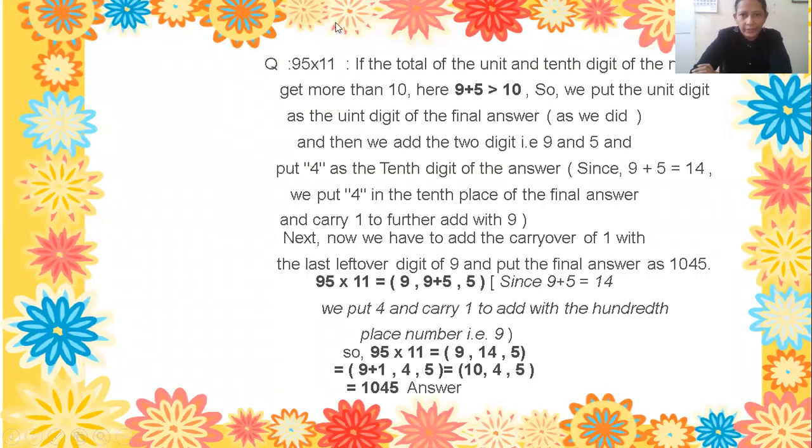Now, the next question I'm going to take with you is here. You have to multiply this 95 with this 11. So now let's see how you can multiply 95 with this 11. In this 95, again, you have to do the splitting. So now you can see how you can do the splitting. Here I have done all the explanation. You can read it also. Here you can just see how I have done the splitting.